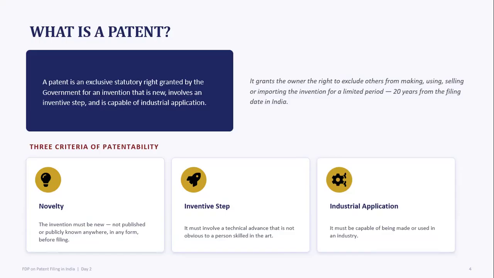There are three fundamental criteria of patentability as discussed already in the day one faculty development program. The first one is novelty. The invention must be new and must not have been previously published or publicly known anywhere in the world before filing. The second criterion is inventive step. The invention should involve technical advance and should not be obvious to a person skilled in the relevant field. The third criterion is industrial application. The invention must be capable of being made or used in an industry. Therefore, before investing time and resources in filing a patent, it is essential to evaluate these three fundamental requirements.